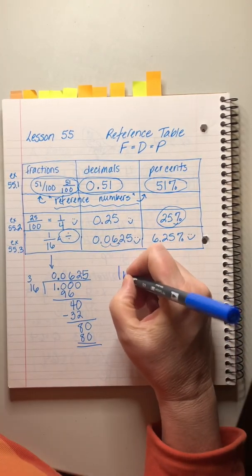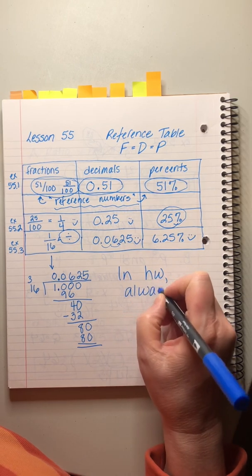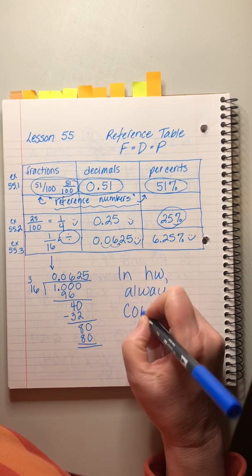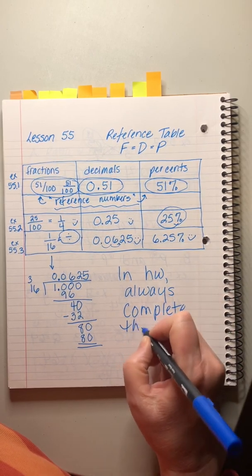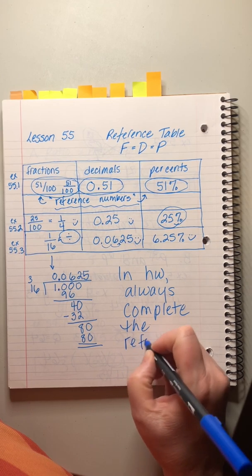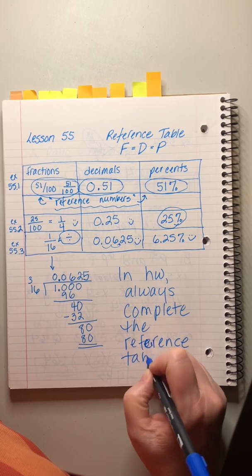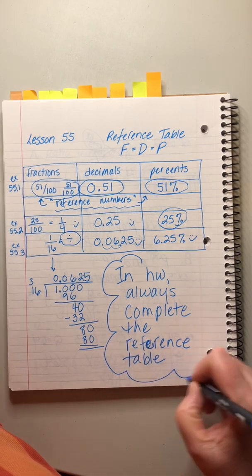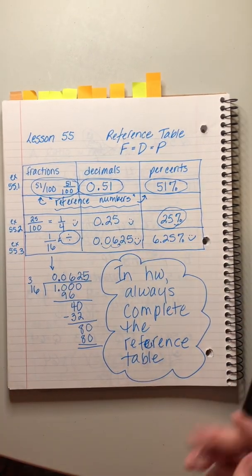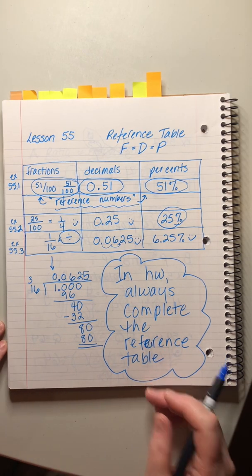So in the homework, I'm going to write this out. In the homework, always complete the reference table. Okay, do all the parts of it. Don't skip even and odd. I know we usually do that, but I'm going to ask you to tough it out in these tables and always fill in all the blanks of the reference table.